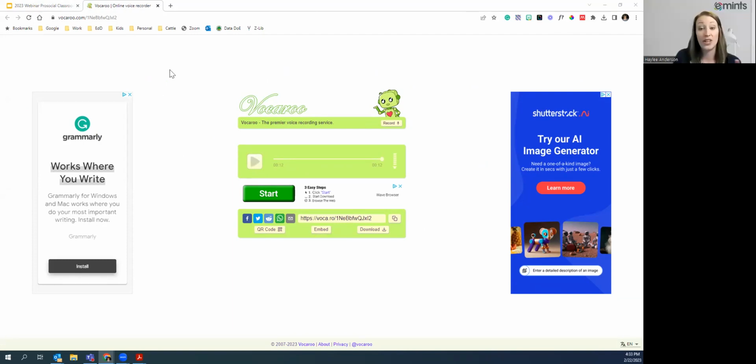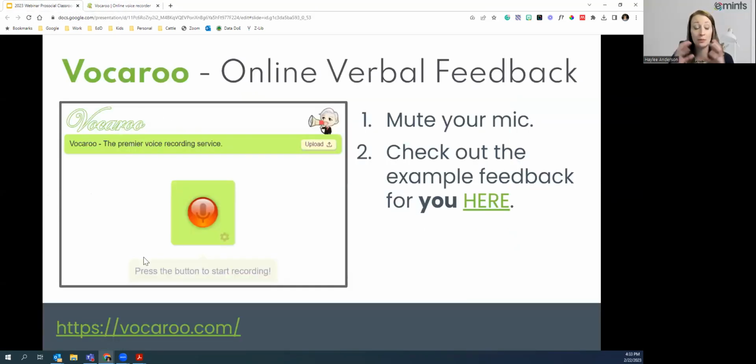So that's really all it is. There's a record button. You push record, don't have to log in. It gives you a URL, and you can paste the URL wherever you want it to be.